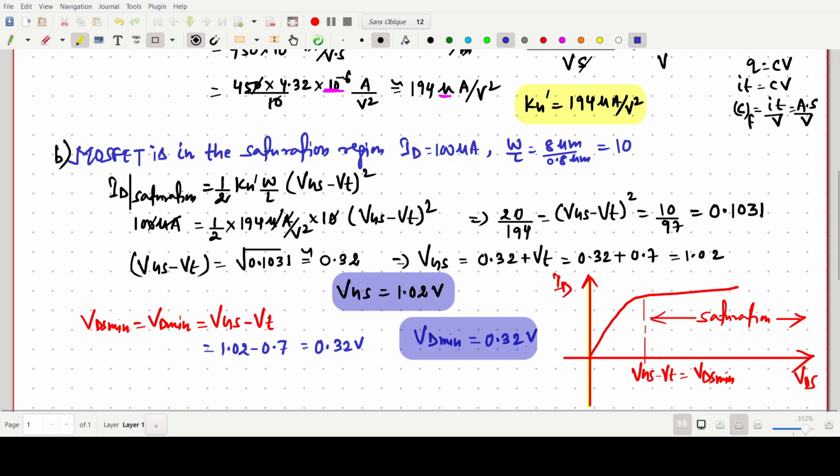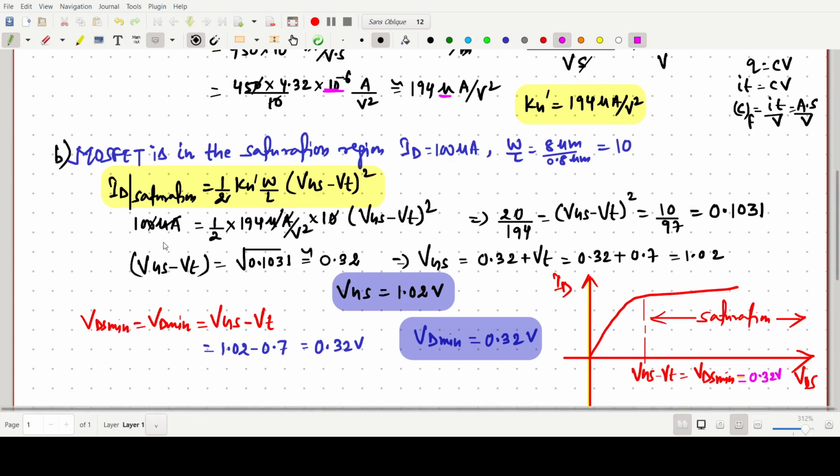This one is the second part. VGS we have calculated, VDS we have calculated by using the simple drain current equation in saturation region, and after simple calculation we have found out the value of this VD min, and it is coming nearly 0.32 volt. So this one is part B.